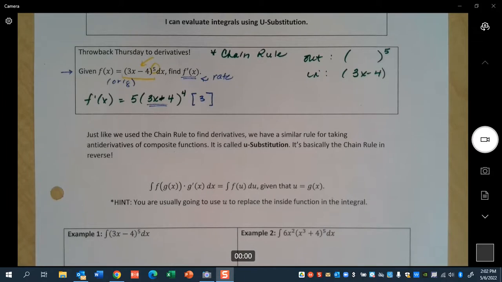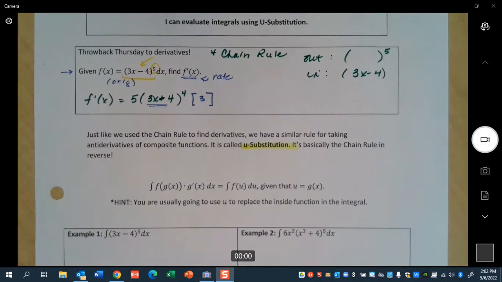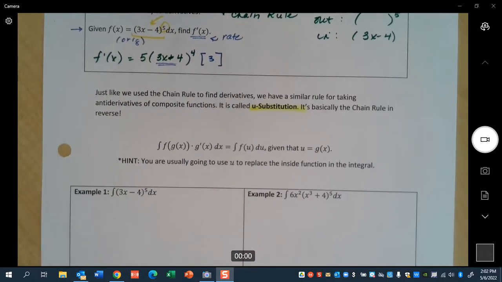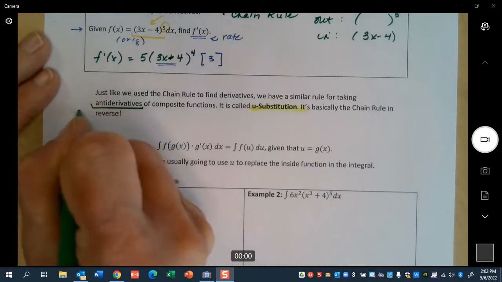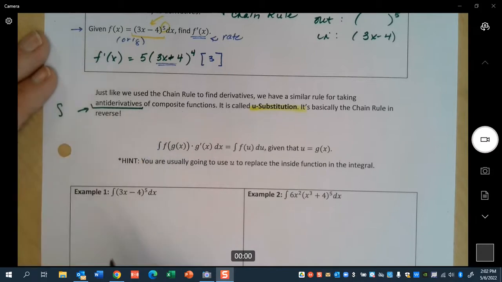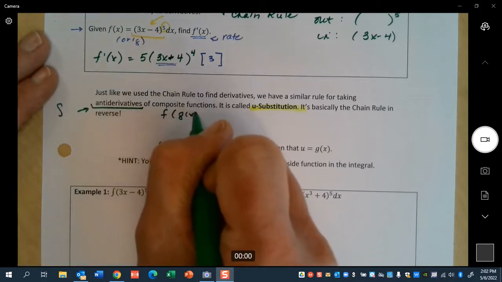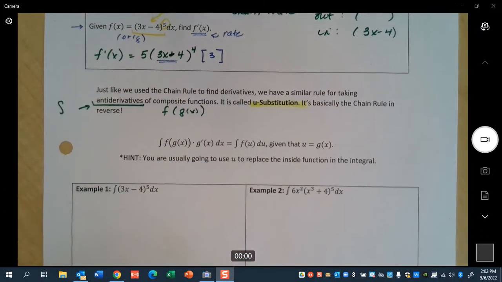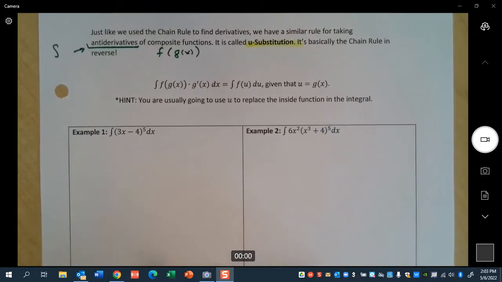So our technique for doing that is going to be called U substitution. Just like we use the chain rule to find derivatives, we have a similar rule for taking the antiderivative of a composite function. An antiderivative, remember, is the same as our integral. And our composite function is when I have g embedded in an f of x function. It's called U substitution, which is how we do the chain rule in reverse.